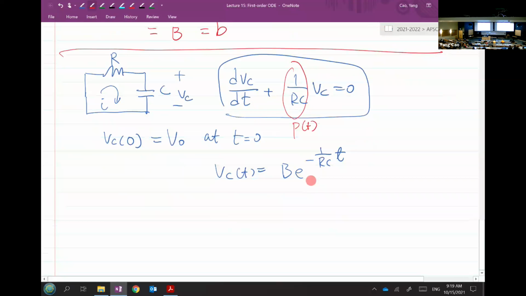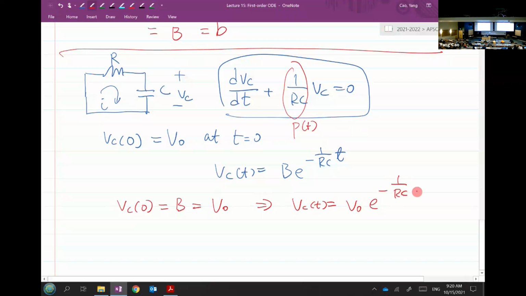Now once we get this solution, let's apply the initial condition to get this capital B value. So you substitute t equal to 0. Basically you get VC0 equal to B, and when you substitute t equal to 0 here, it's B, so B equals V naught. So your VC of t equals V naught e to the power of negative 1 over RC times t.